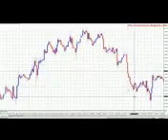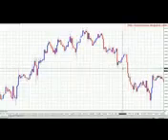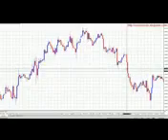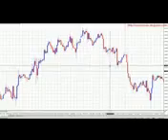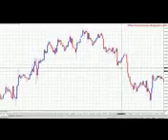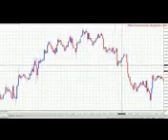I did not stay for this whole move. I mean, it looks nice in hindsight, but there's no way you would have known that you would have had a break like this. Once price gets down to here, you don't know what's going to happen. So that's where I exited.